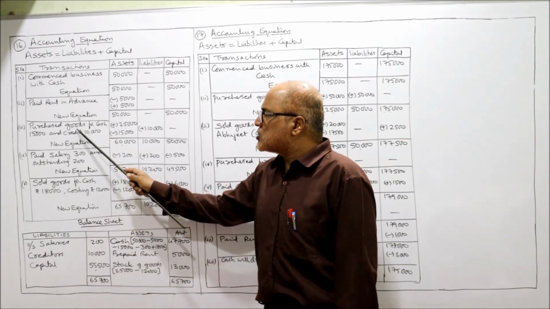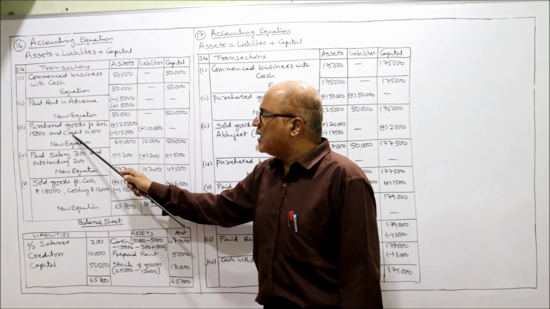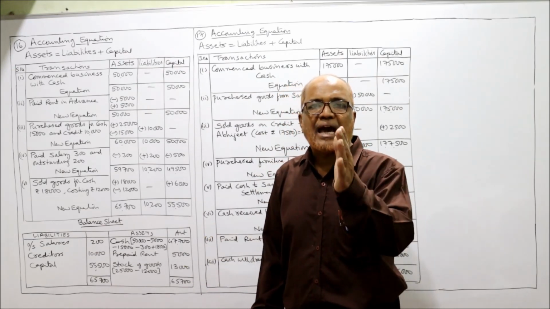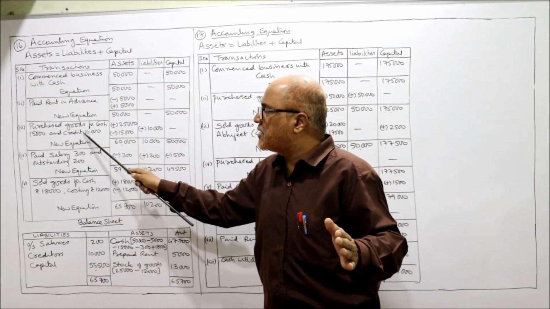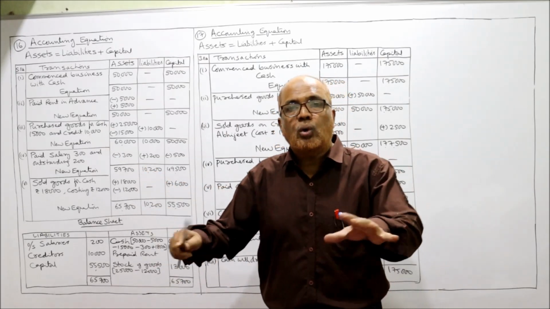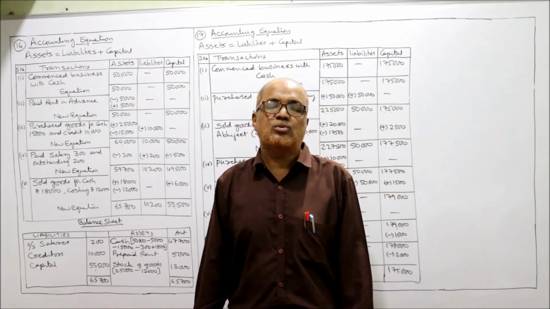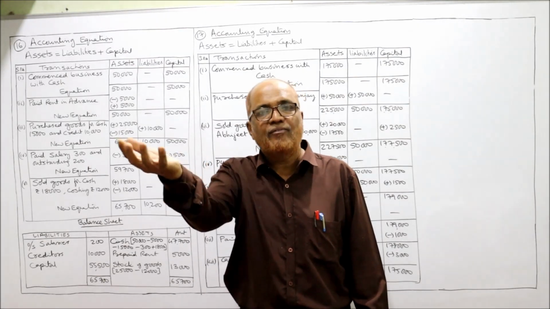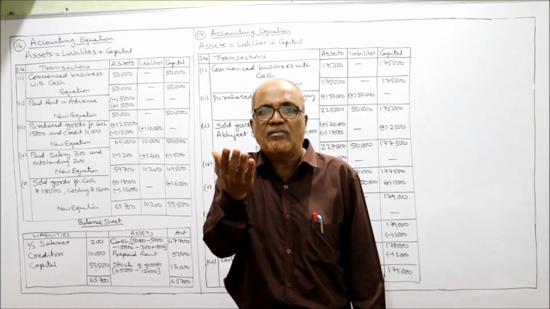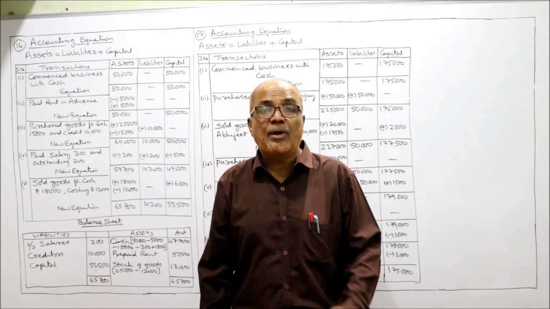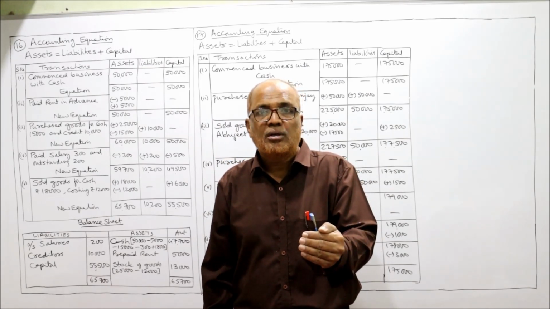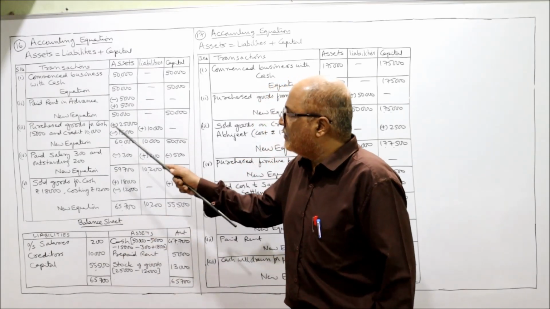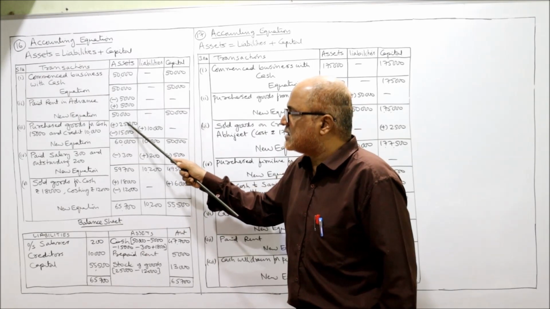Next one: purchased goods for cash 15,000 and credit 10,000. Remember, we have conducted two purchases. Cash purchases 15,000 and credit purchases 10,000. So total purchases are 25,000. So 25,000 rupees of goods we have purchased, so our asset will increase by 25,000 because the goods come in. So plus 25,000 asset increase.